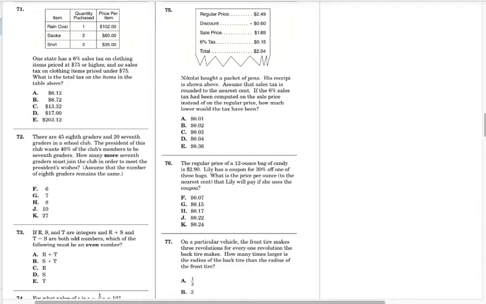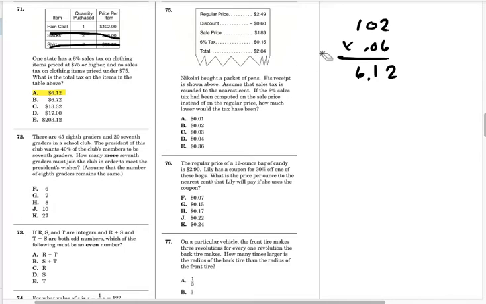We're doing questions 71 through 80. All right, 71. We need 6% tax on anything $75 or higher, which eliminates our slacks and our shirt. So we only care about the raincoat, which is $102 times 6% will give us what? $6.12. Straightforward.